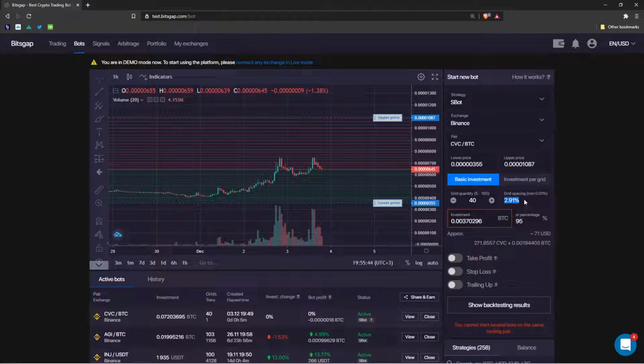As long as you can launch the bot, it means that everything is all right and you never end up with the fees paid being bigger than your total return.